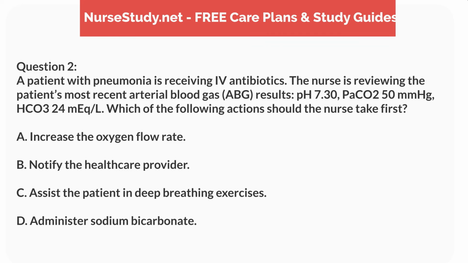Question 2. A patient with pneumonia is receiving IV antibiotics. The nurse is reviewing the patient's most recent arterial blood gas, ABG, results: pH 7.30, PaCO2 50 mmHg, HCO3 24 milliequivalents per liter. Which of the following actions should the nurse take first?